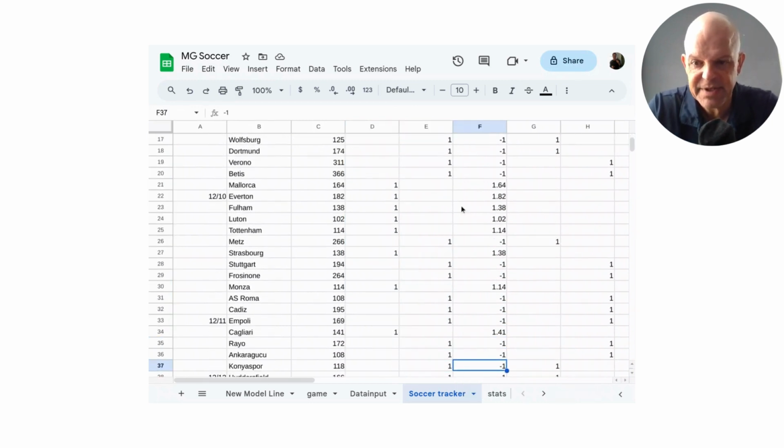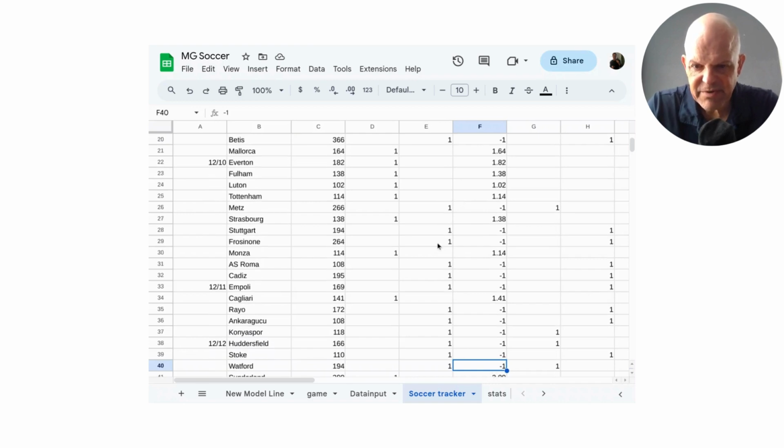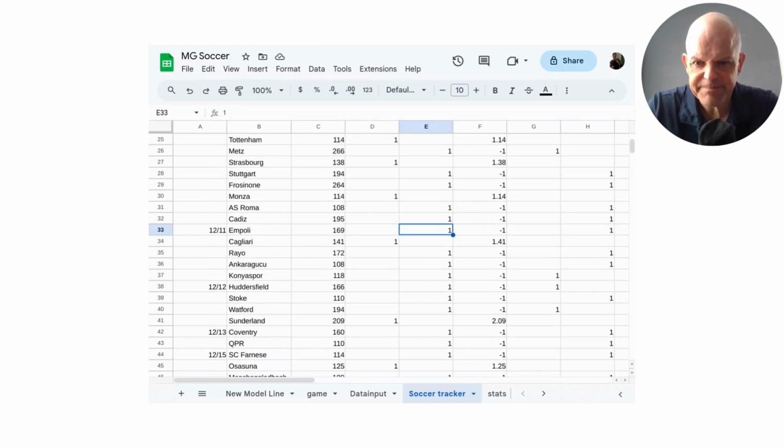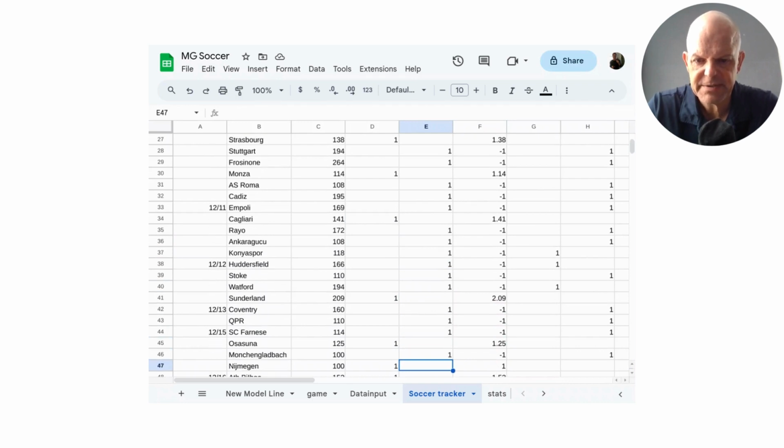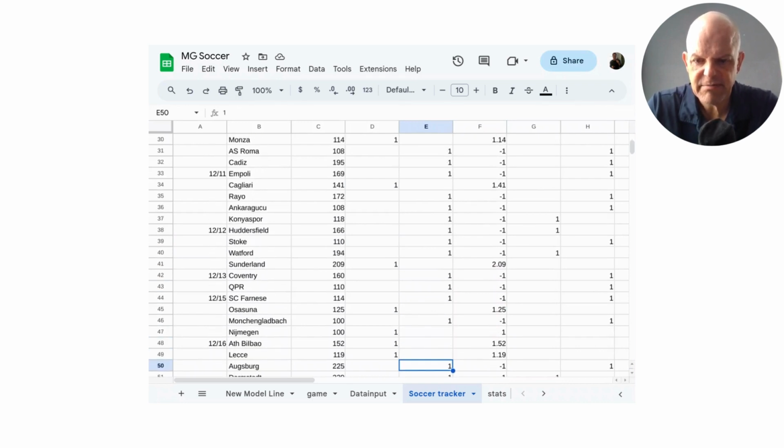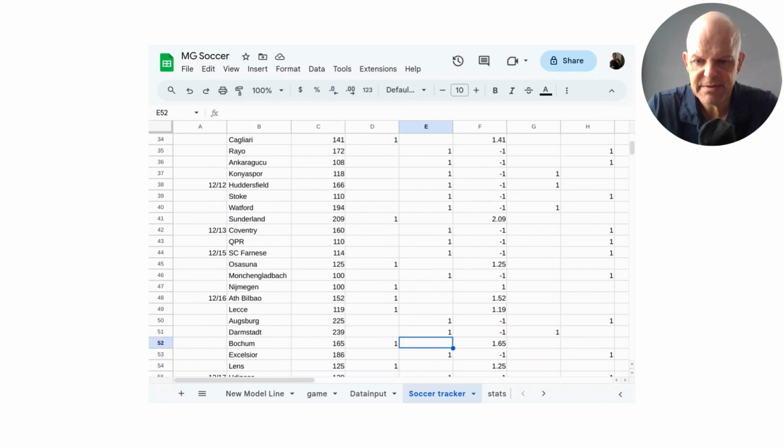Look what happens. Let's see when that was. Okay, right around here, around 12-11. Okay, over here, this is the win column. This is the loss. Look at all these losses. Loss, loss, loss, loss, loss, win, loss, loss, loss, win, loss, win, win, win, loss, loss, win, loss.